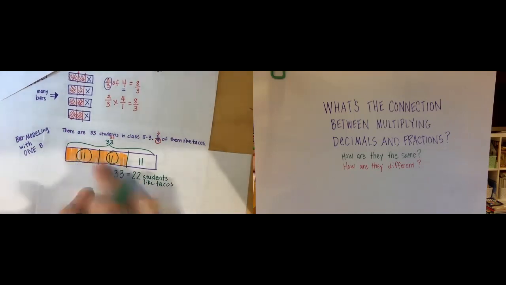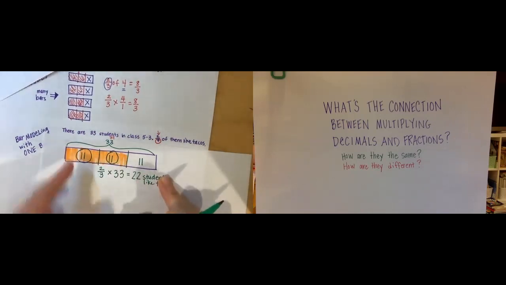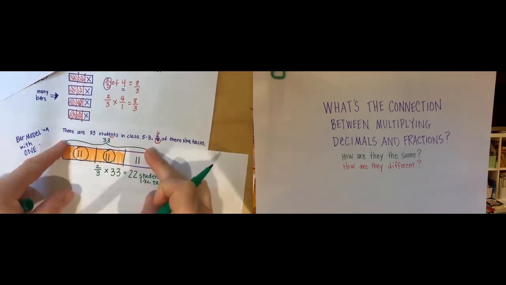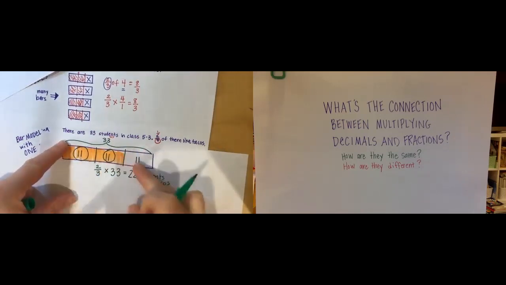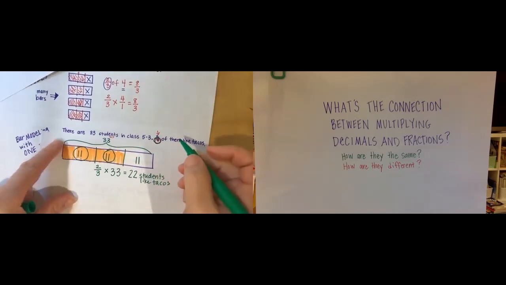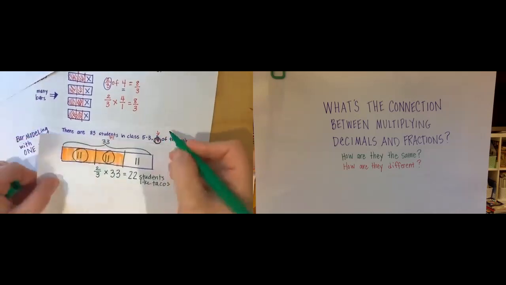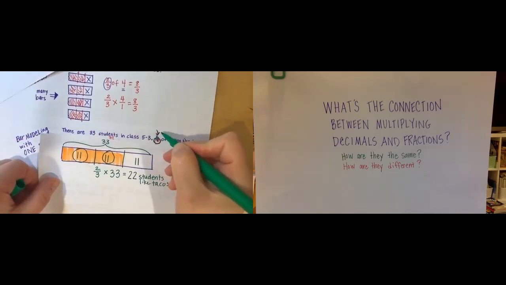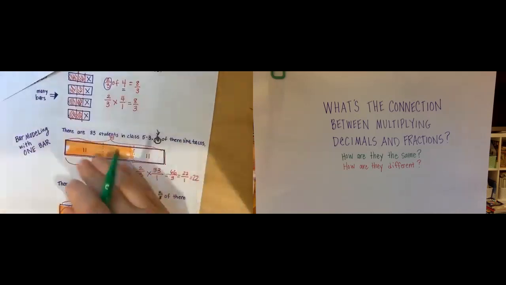Okay, so in this way, we just used one bar to represent a whole, divided that whole into equal parts, and we can tell how many parts we need by looking at the denominator, and then the numerator tells us how many of those equal parts we need, okay?